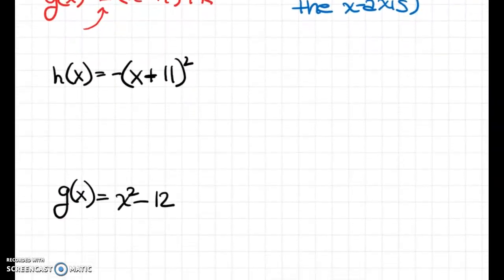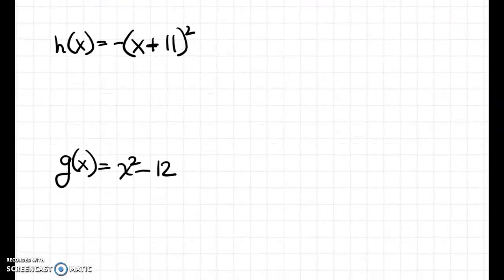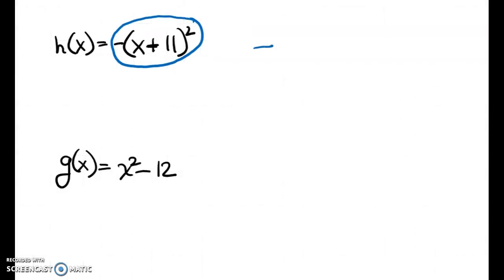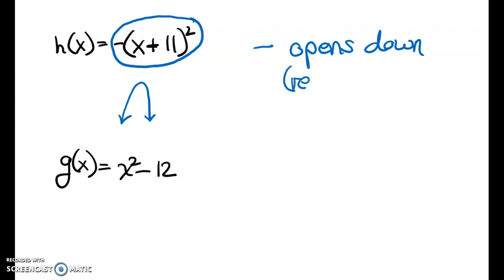So let's take a look at the next example. I'm going to circle the term that's being squared along with its sign. All right, so now that we have a negative, that means this graph opens down. Okay, so this parabola is going to look like this. It opens down, which means there is a reflection across the x-axis.